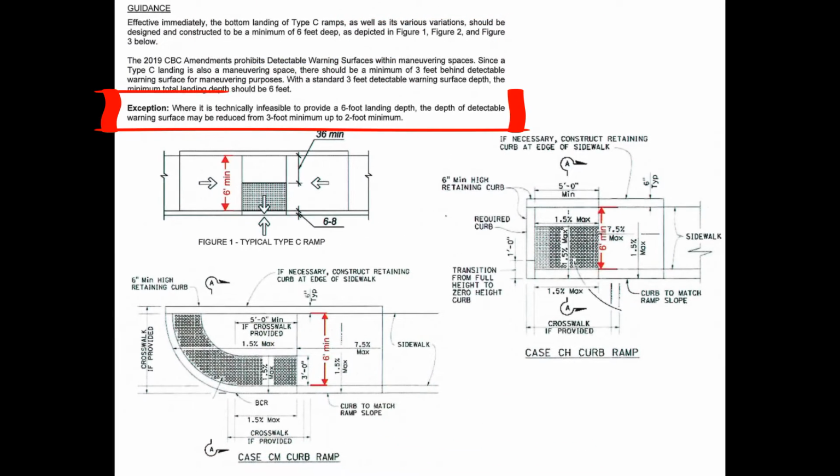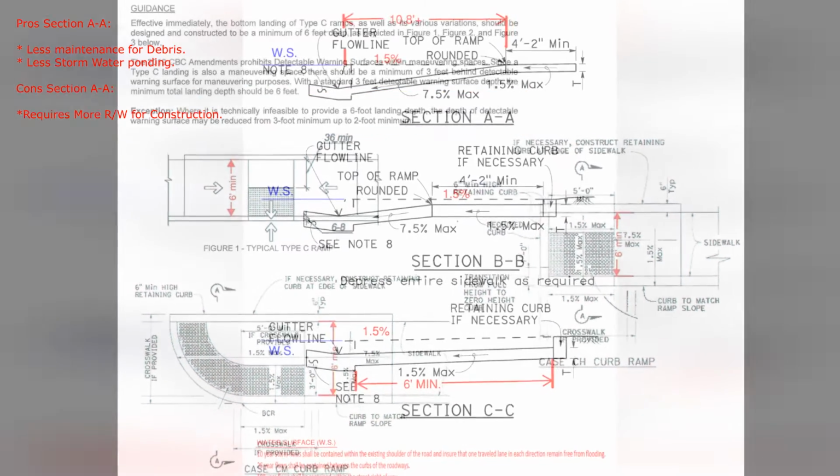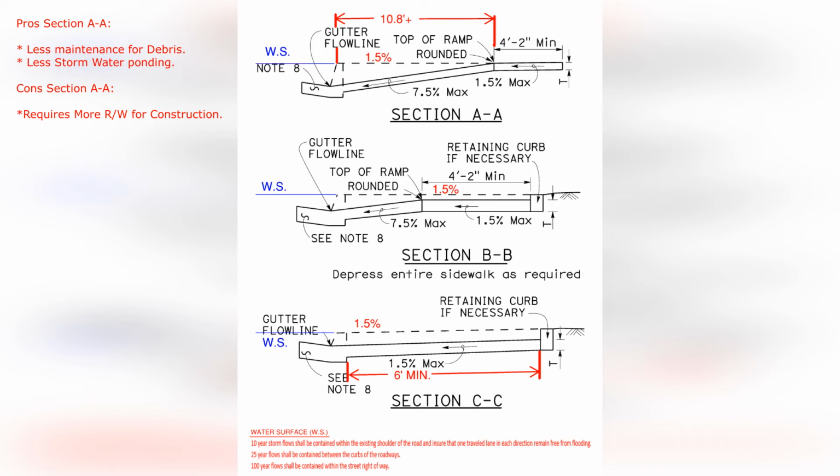If needed, some exceptions to this requirement can be made. If you do not have a proper right-of-way and it is technically infeasible, this 3-foot surface can be reduced to 2 feet, making the ramp width 5 feet. I would like to go over this quickly one more time.